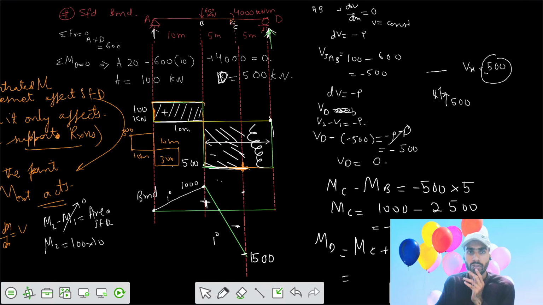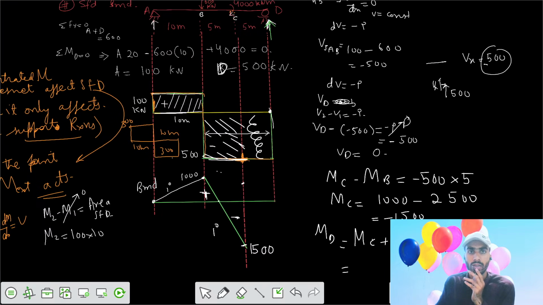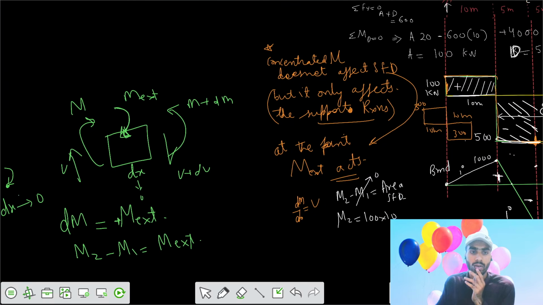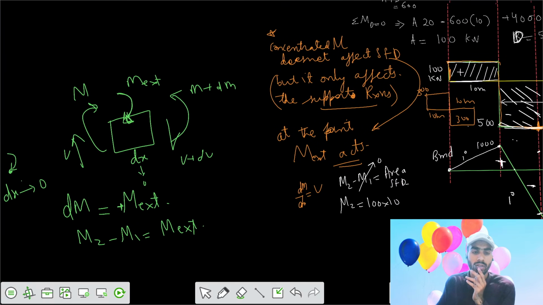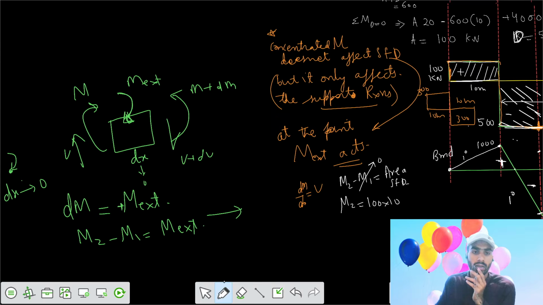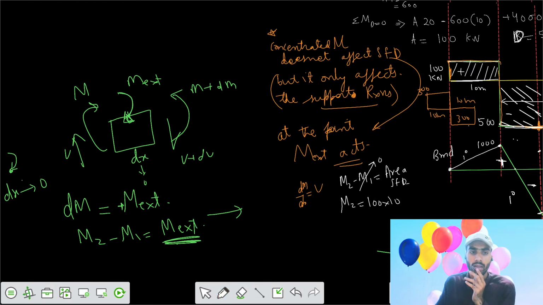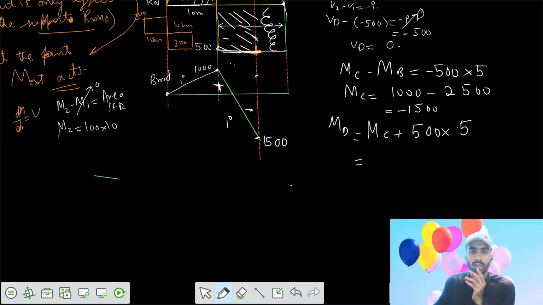Since your M external is 4000 clockwise, according to this equation that means your M external is positive. We can write that M2 minus M1 equals M external.